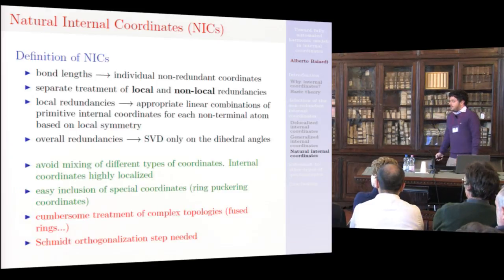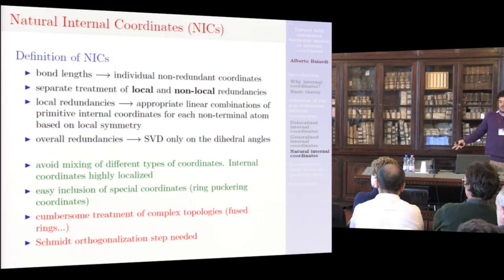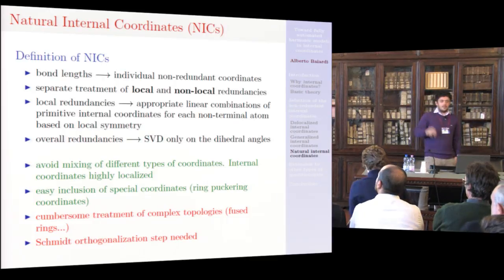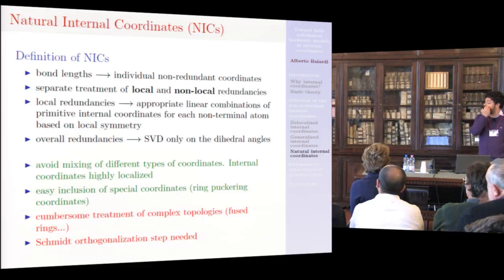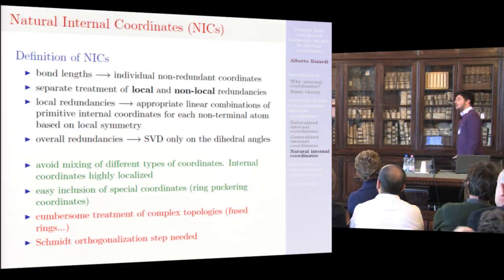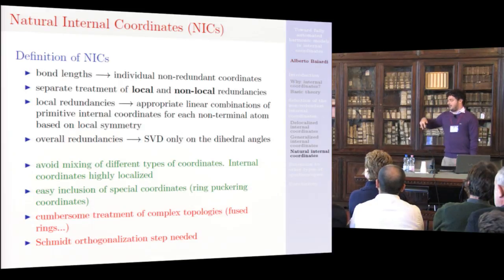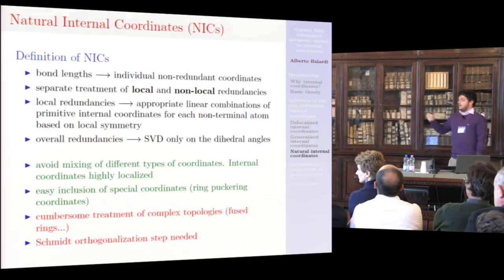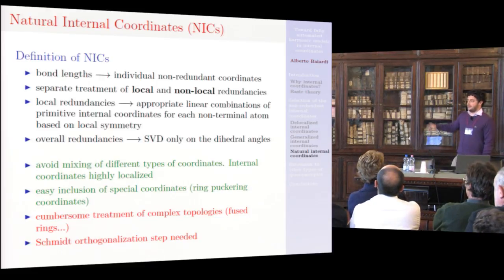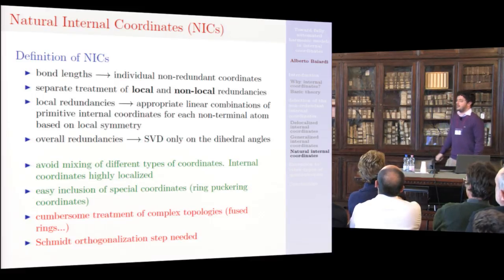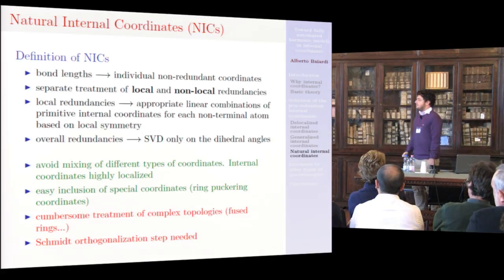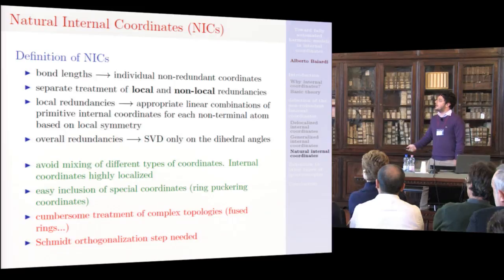So the advantage is that the coordinates are now highly localized. You don't have coupling between different types of coordinates, but particular care must be paid for complex topologies, for example rings, because you have to define special coordinates, like linear combinations of the angles and of the dihedrals of the cycle, and then you have to fix these coordinates and project out all the others when building the natural internal coordinates. But this is the most accurate model we have implemented in our code.